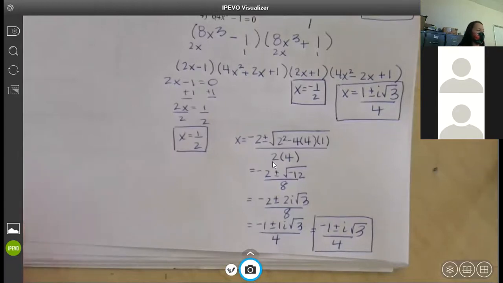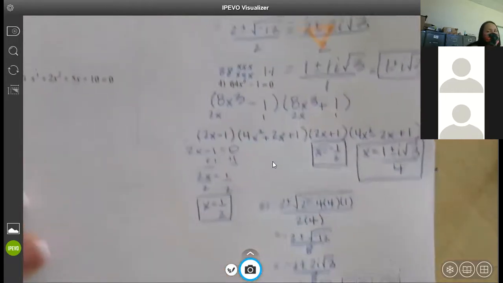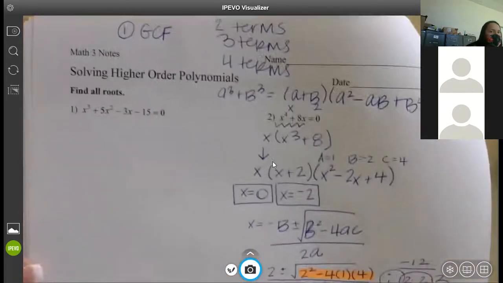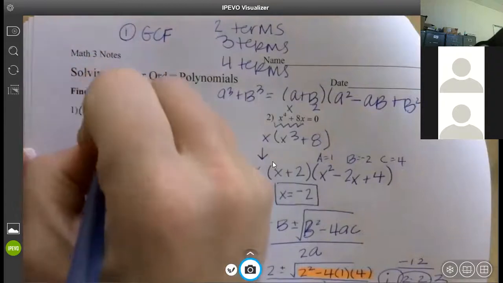How many terms does the other 2 have? 1 and 3. How many terms do we have? How many different numbers do we have? 4. So it's a 4 term, so we're going to group it. Check the GCF first. On number 1, there's not a GCF. So we're going to group first and last.